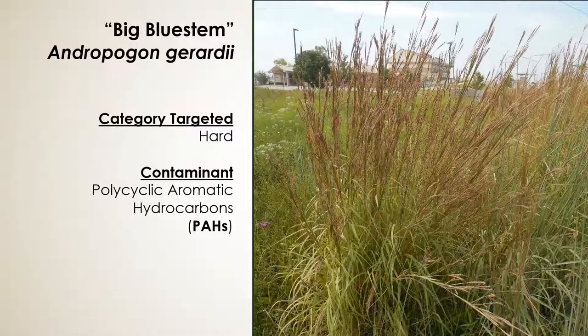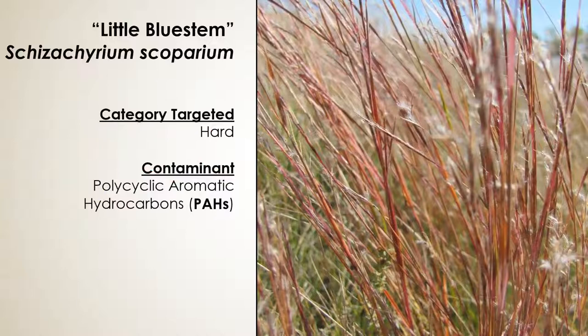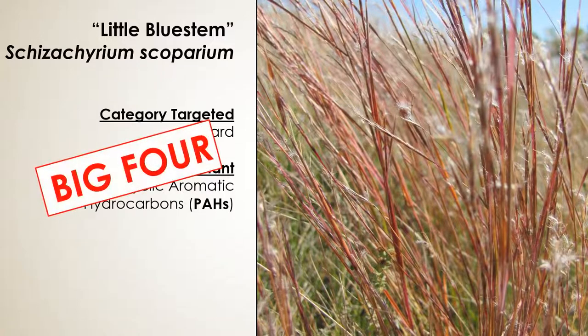All right, so what are some species that we can use for remediating petroleum product? Big bluestem is really effective with phytostimulation, so that means we could use it for easy and hard categories. The polycyclic aromatic hydrocarbons. This is one of our native warm season grasses and one of what is referred to as the big four, which also includes little bluestem. This also can target the harder categories to degrade, the PAHs.